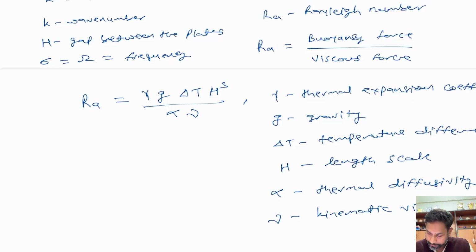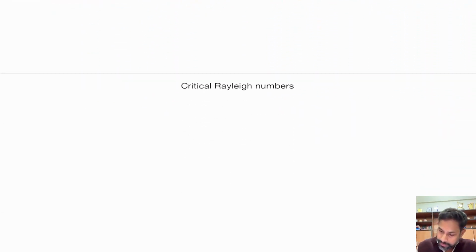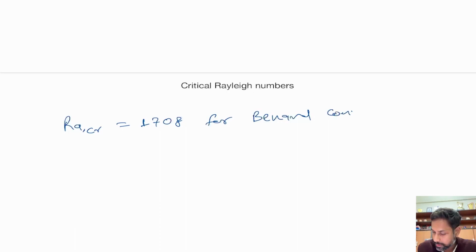Okay, so these are the different terms, and this is how the Rayleigh number is defined, which we already discussed. And the critical Rayleigh number that we get here, I'll call it Ra critical, is 1708 for Benard convection.